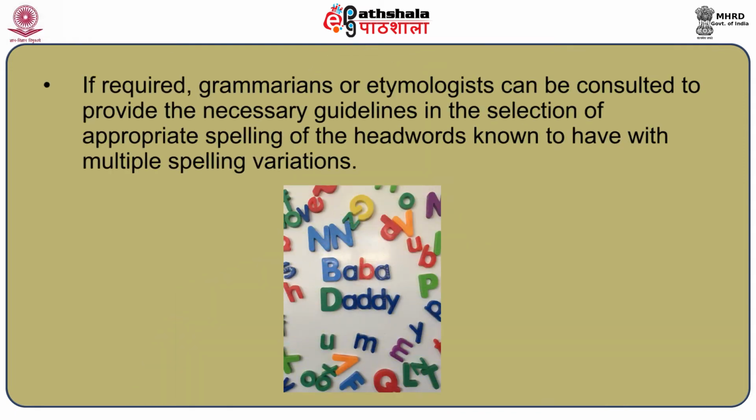The best means to achieve this is to assemble all the words that show spelling variations from a large corpus of written text samples. In subsequent stages, these variant forms are arranged in the order of frequency to find out which variant has the highest percentage of occurrence. Obviously, the most frequent variant form should be selected for the dictionary. The question of grammatical validity or morphological authenticity of a particular variant may arise to challenge the selection of a particular spelling made by statistical method. This cannot be ignored. Rather, it should be addressed adequately to come out with an acceptable solution. If required, grammarians or etymologists can be consulted to provide the necessary guidelines in the selection of appropriate spelling of the headwords known to have multiple spelling variations.